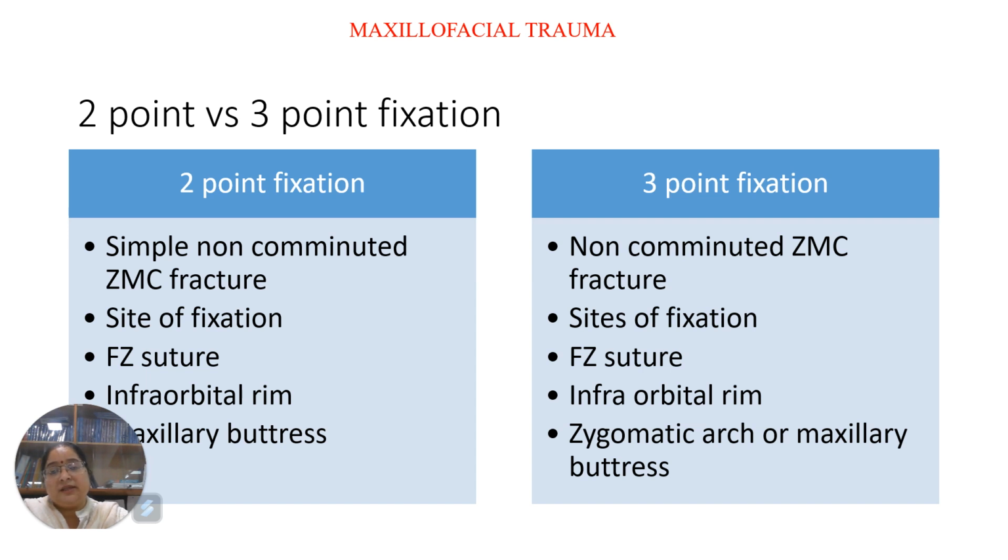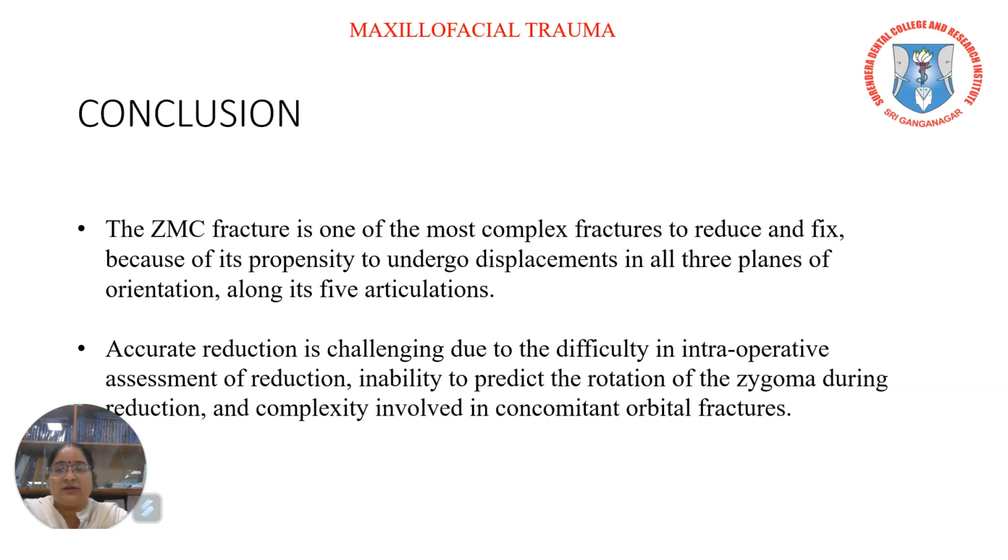2-point fixation is required in a simple or non-comminuted zygomatic or maxillary complex fracture, and the sites of fixation are the frontozygomatic suture, infraorbital rim or maxillary buttress. 3-point fixation is for non-comminuted zygomatic or maxillary complex fracture, with sites of fixation at the frontozygomatic suture, infraorbital rim, zygomatic arch or maxillary buttress.